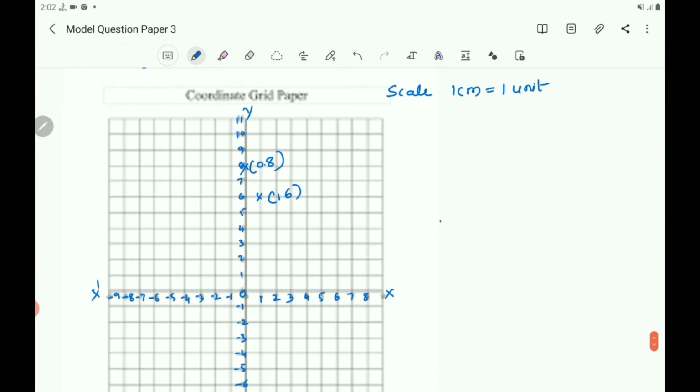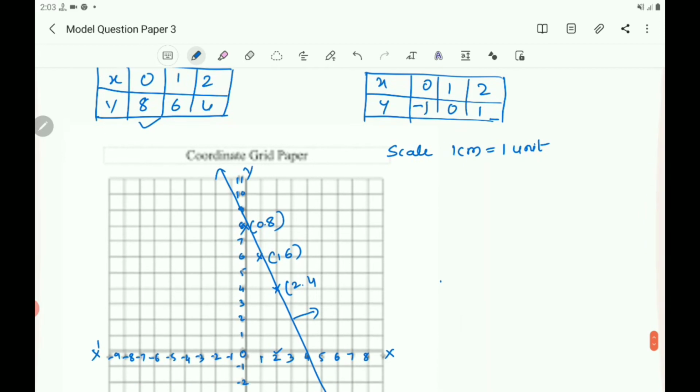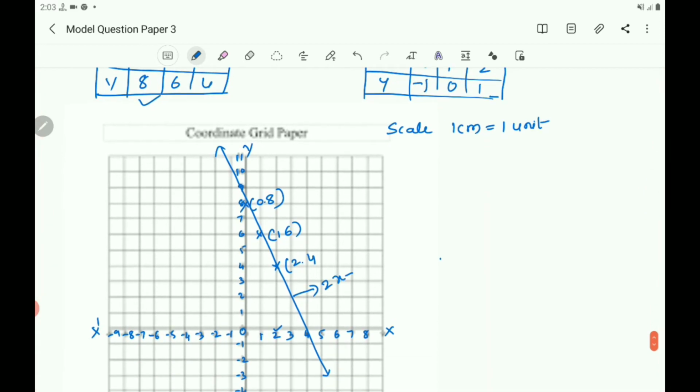Next you take 2, 4. Where is 2? 2 is here. 4 is, go straight to meet 4. That is, this is 2, 4. Then you can join all these points. So join these 3 points. So this is a straight line for 2x plus y equals 8.